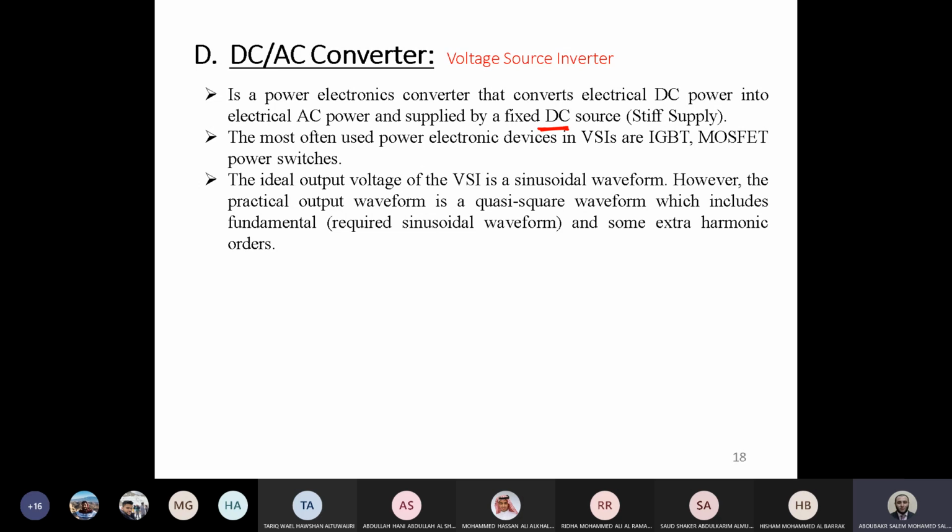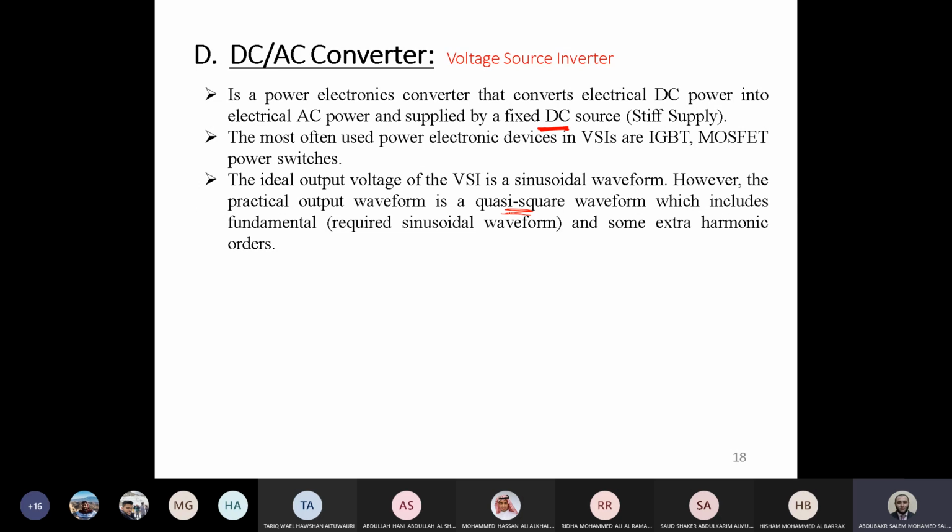The concept of voltage source inverter, guys, is to provide a sinusoidal effective value, but the shape itself will not be sinusoidal. How? The ideal voltage of VSI is a sinusoidal waveform. This is the ideal waveform needed. However, in our life, nothing is ideal. So the practical waveform will be square or called quasi-square waveform, guys.